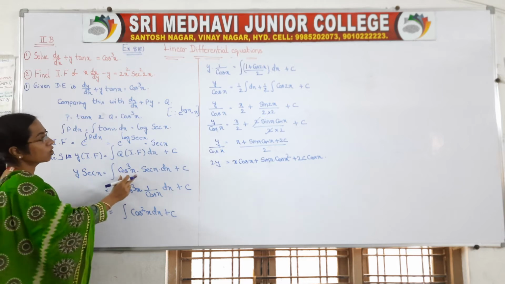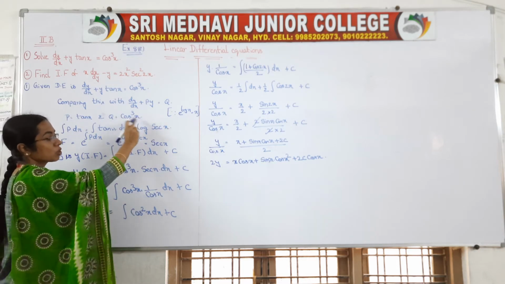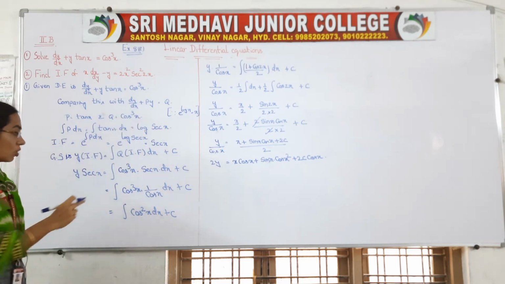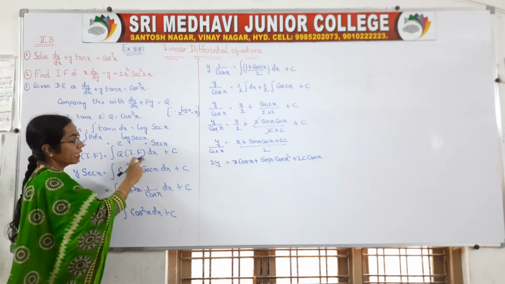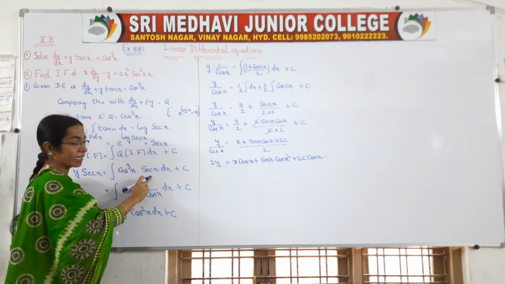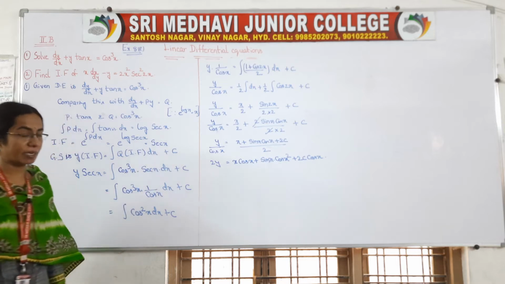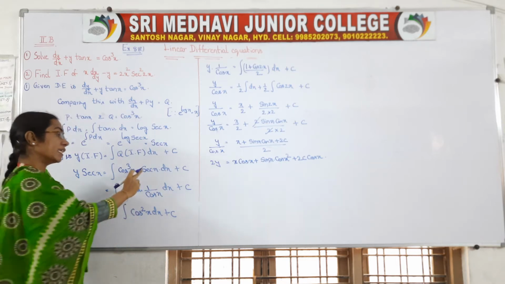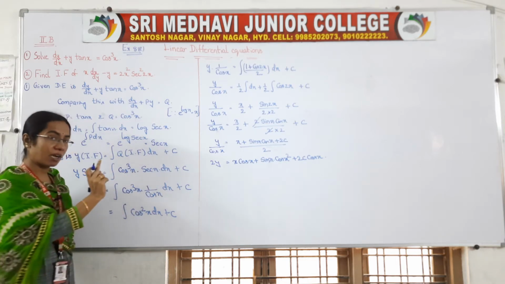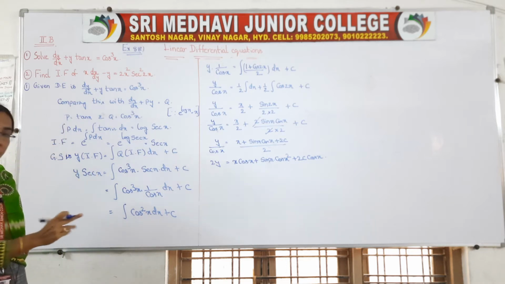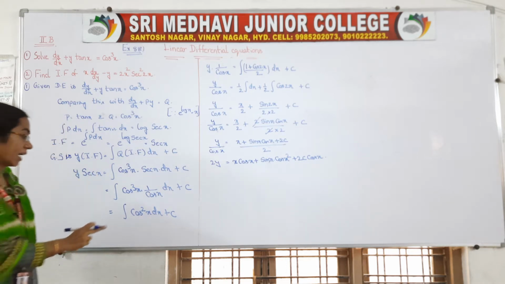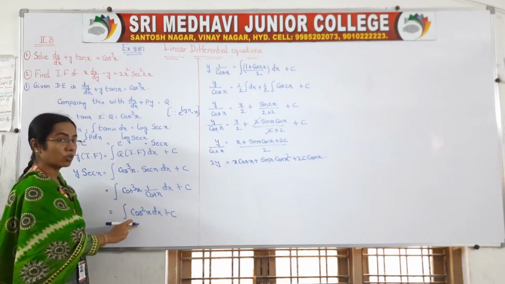So what is your Q? Q is equal to cos cube x, right? So cos cube x into integrating factor, secant x, into dx plus c. Secant x can be written as 1 by cos x. So cos cube x by cos x, one cos will get cancelled. Then you will have cos square x.